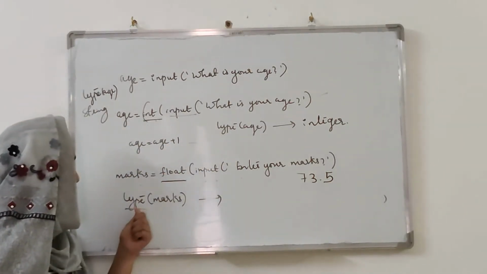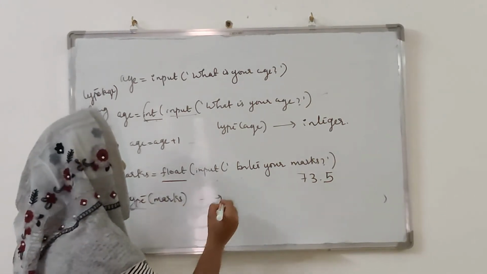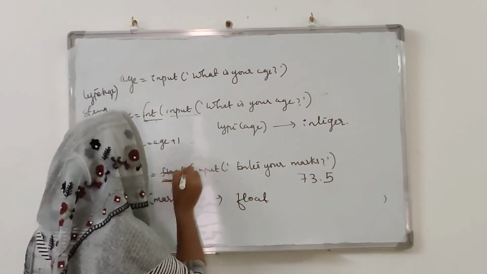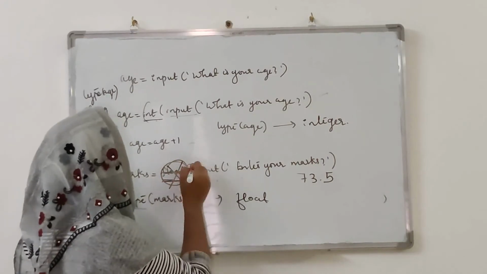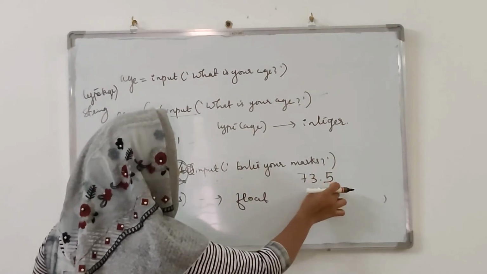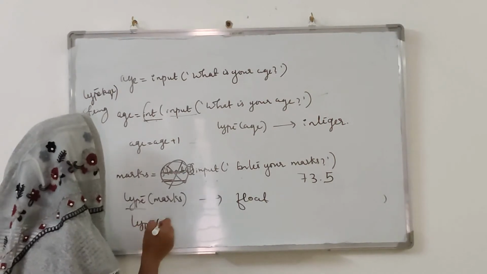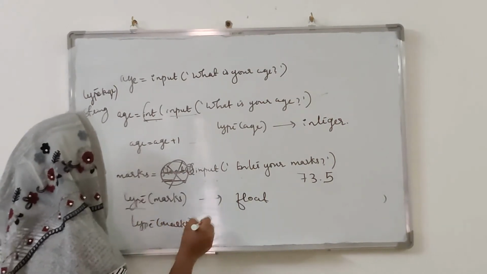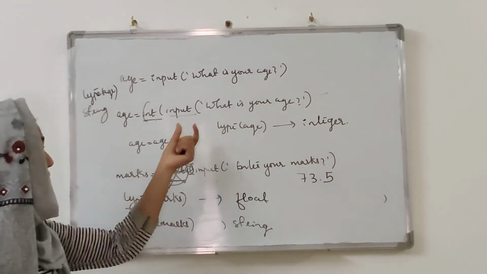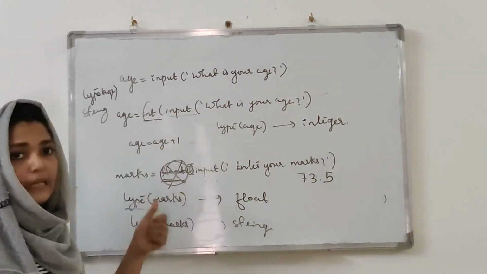Now look at this statement: type of marks. What will be our output? Our output will be float. Suppose I am not using float here, just input("Enter your marks"), and one enters the value 73.5, then tries to find out the data type of marks. What will be our output? Our output will be string. This is the difference between directly calling the input function and converting it to int and float.